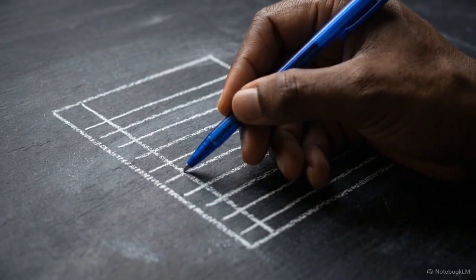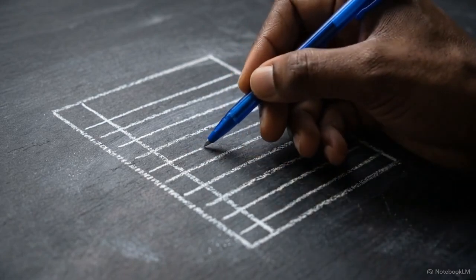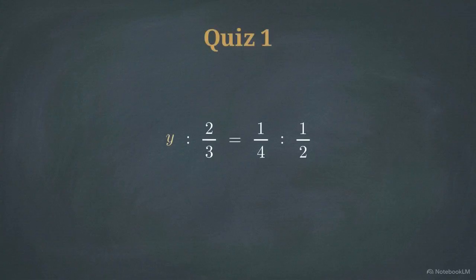Now it is your turn to practice. Grab a pen and a piece of paper so you can test what you just learned. Here is quiz 1. If y to 2/3 equals 1/4 to 1/2, find y. Pause the video now and solve it.